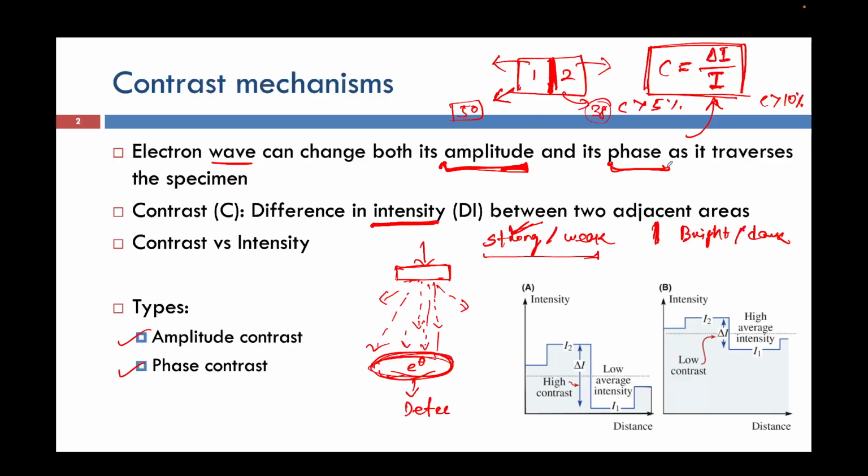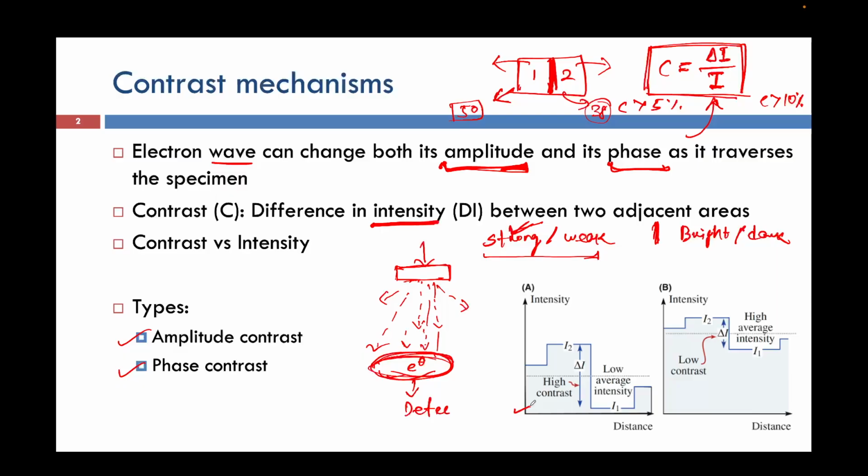Now coming back to this strong contrast and weak contrast. To get a strong contrast, it is desired that our intensity should be as low as possible. To get a weak contrast, the intensity should be high. But the interesting thing here is, in the case of A, once your intensity is low, you are getting a strong contrast. However, the resolution of your image will be very poor.